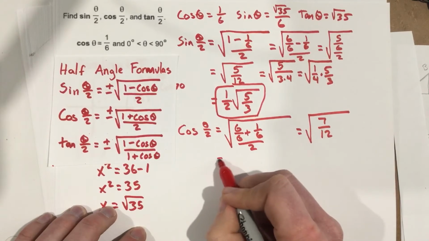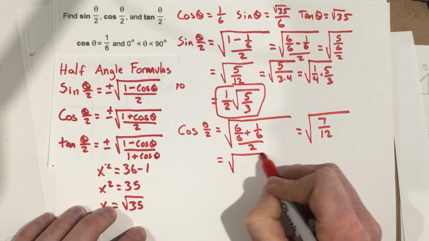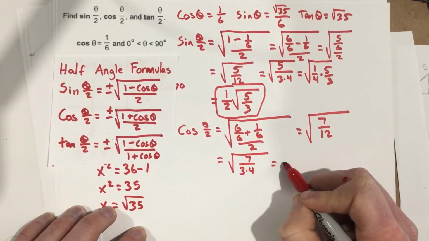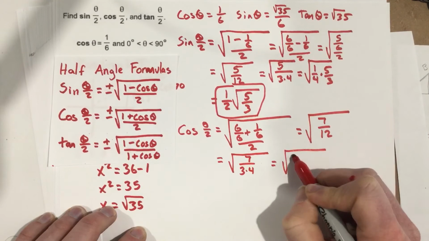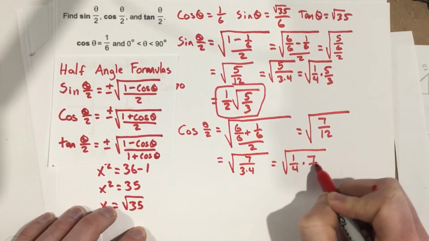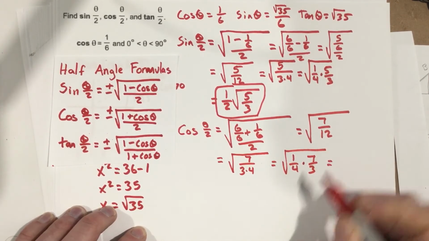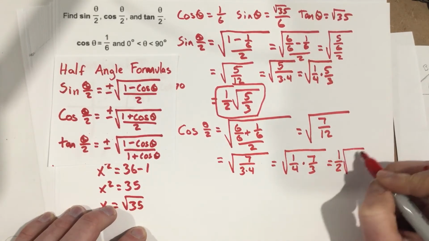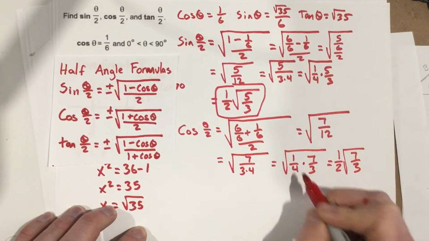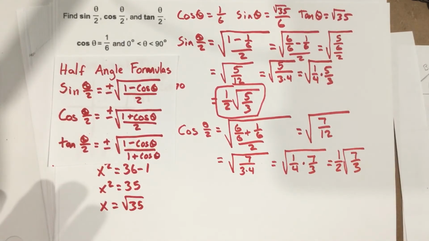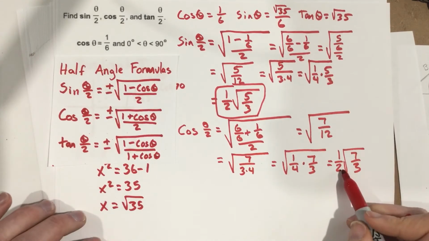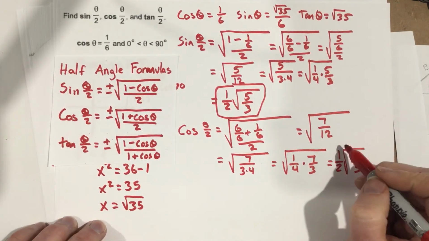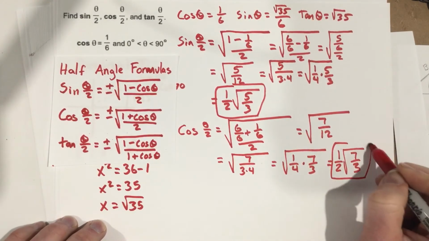And again, we have 12 on the bottom. We could rewrite this as root 7 over 3 times 4, which is root of 1/4 times 7 over 3. When you take the root of 1/4, that's 1/2 root 7 over 3. All you got to do when you're figuring out the root of 1/4 is ask yourself, what times itself gives you 1/4? Well, 1/2 times 1/2 gives you 1/4. So there we go. And so that's our cosine of theta over 2.